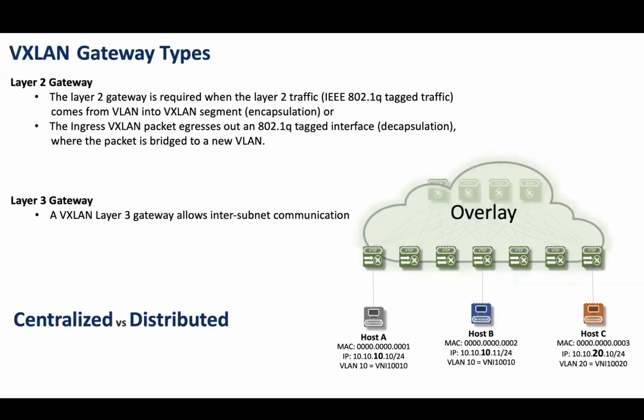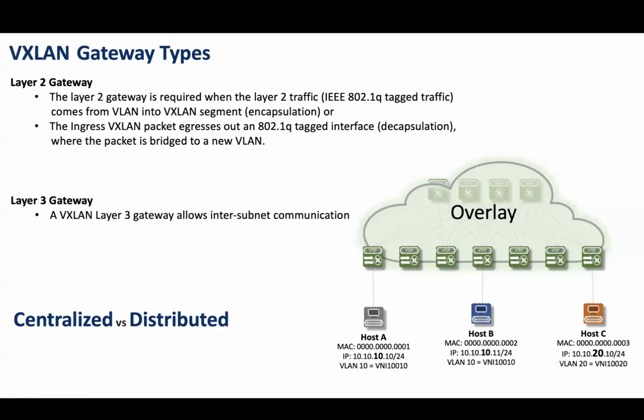Let's start with Vxlan gateway. So Vxlan gateway acts as a bridge between Vxlan segment and other network types, such as VLAN or Ethernet networks. Vxlan gateway is responsible for routing, bridging, and Vxlan tunneling. There are two types of Vxlan gateway, layer 2 Vxlan gateway and layer 3 Vxlan gateway. Layer 2 Vxlan gateway is also known as Vxlan bridge.